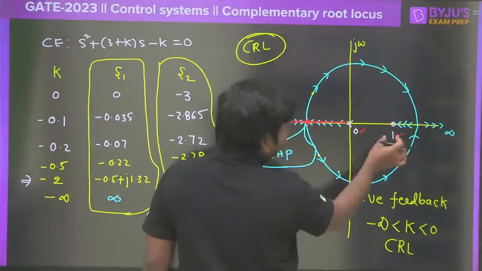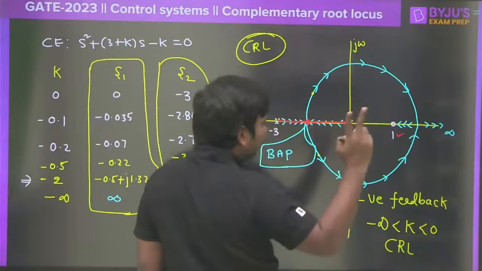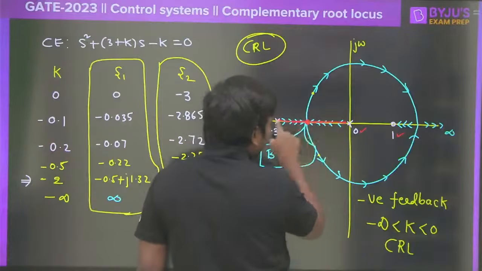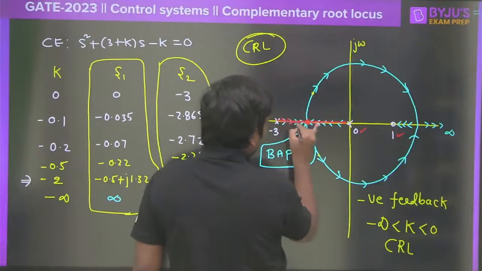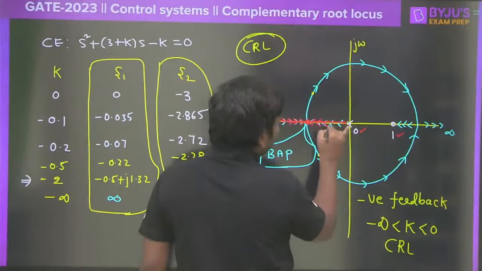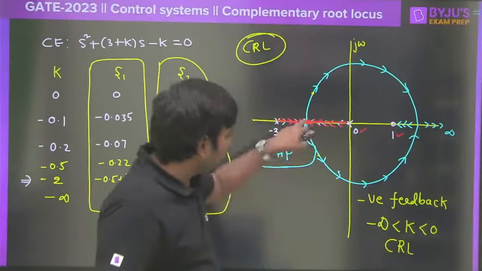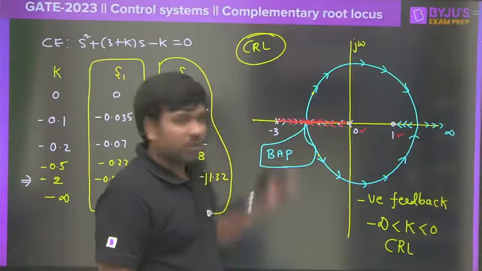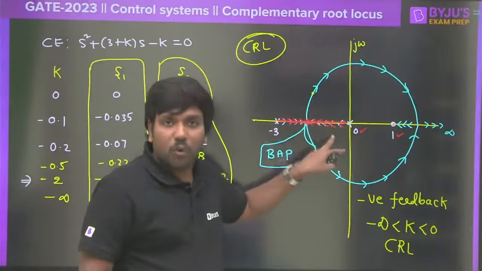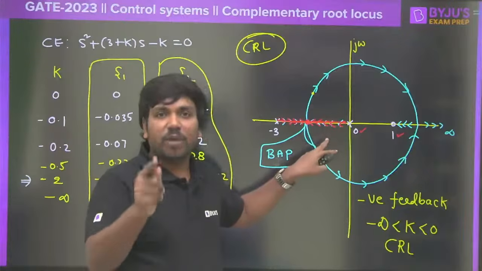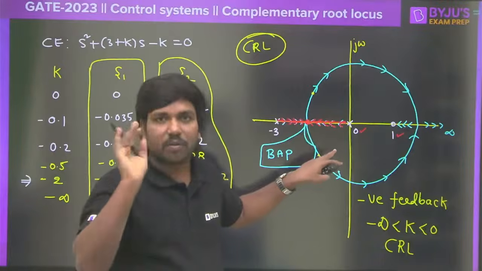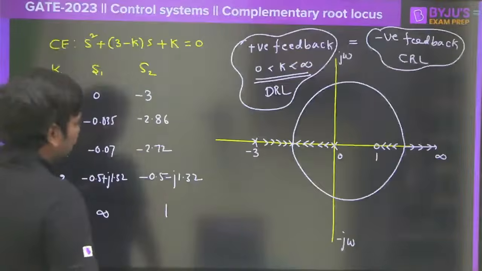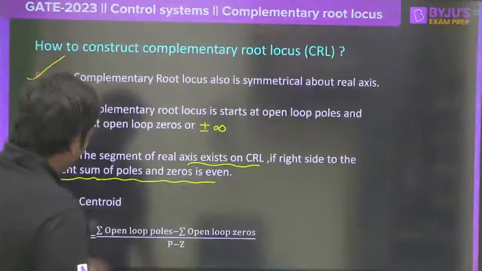So poles plus zeros together, it will be 2. 2 is the even number, but still we have considered this is on the root locus, correct? That means this is on the complementary root locus. I hope you understood this one. So this is one of the rules which is different from the very traditional and direct root locus. Clear? So I guess I have conveyed the point here very clearly.